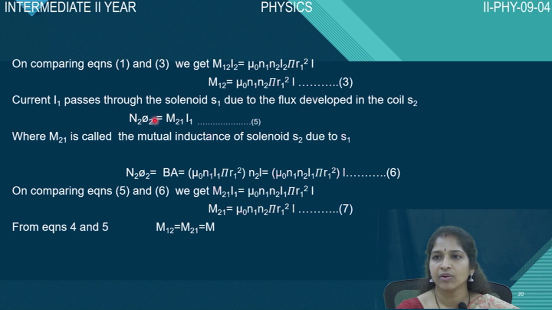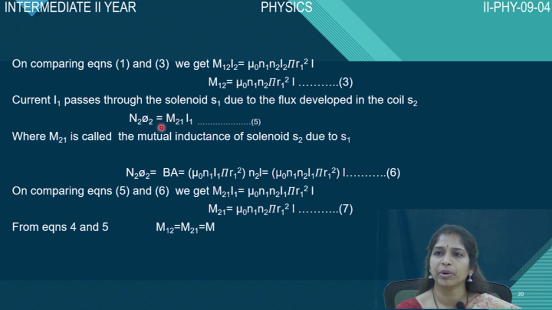The flux that is developed in the second solenoid depends on the current that is passing through the first solenoid. That is what mutual induction is. How much is the flux developed in the second solenoid? It also depends on the number of turns in the second solenoid. In one turn, it is phi2, but in solenoid S2 there are N2 turns. So the total flux is N2 phi2, which is directly proportional to the current passing through the first solenoid. So N2 phi2 is directly proportional to I1.